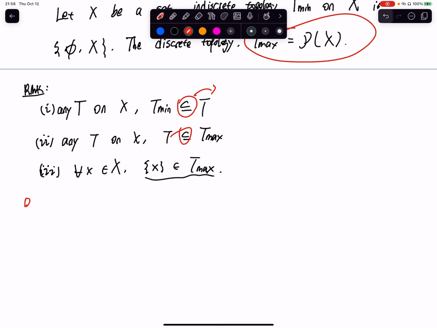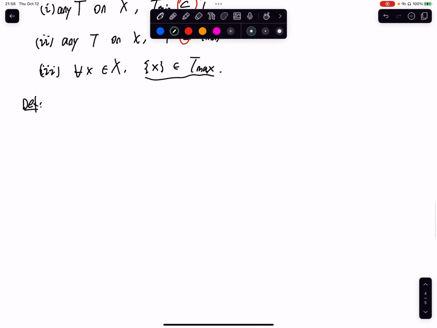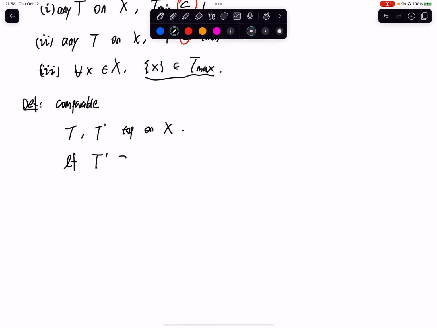We first introduce some notation for being comparable. But note that this is not the criterion for being comparable. We say that T and T' are topologies on X, and if T' is bigger than T, we say T' is finer, or larger, or stronger than T.